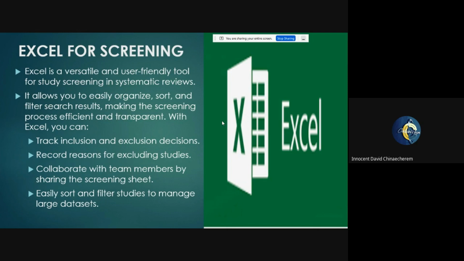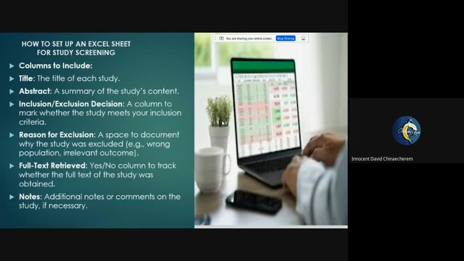We record the reasons for exclusion of studies, and it also helps us to collaborate with team members by sharing our information with the sheet. And it's easy to sort and filter studies to manage large data sets. So how are we going to use Excel for performing our study screening? We are going to demonstrate that in a practical.